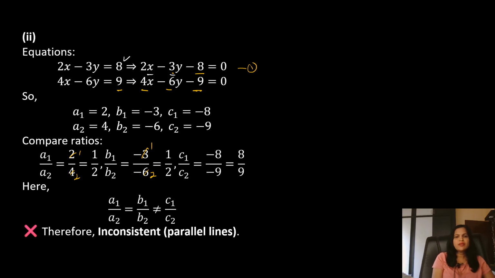Let's check c1 by c2. Minus 8 by minus 9. This is not divisible. Minus divided by minus is plus. That's why 8 by 9. So this is not equal to a1 by a2 and b1 by b2. Therefore, these two are parallel lines, they never intersect. You will not get any solution for this problem because these are parallel lines, inconsistent.